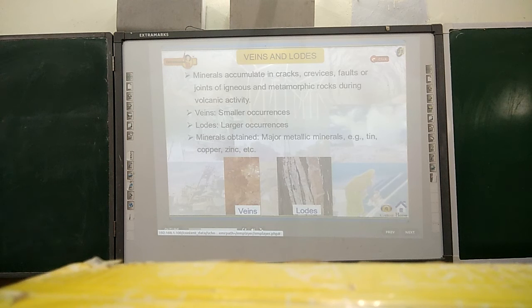The major metallic minerals obtained, for example, are tin, copper, zinc. During eruption time, these kinds of minerals are obtained in the eruption activities. So in the lodes and veins areas you can find tin, copper, zinc, etc. That is what we call the technical words veins and lodes. Clear?